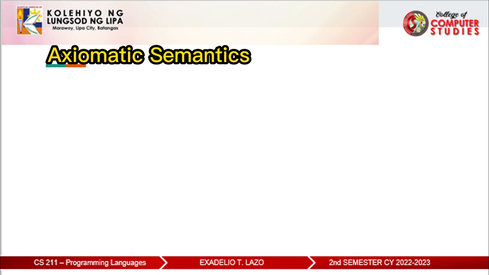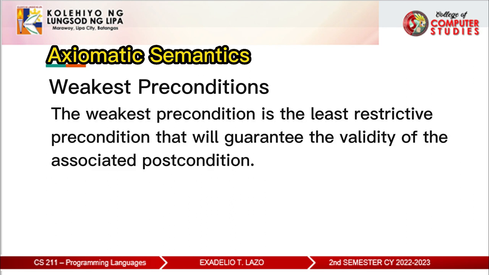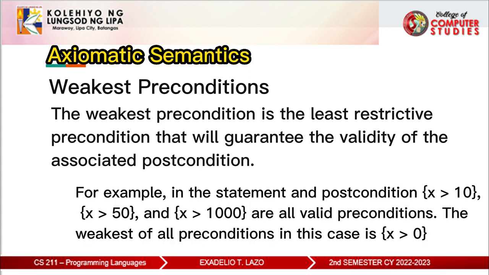Weakest preconditions. The weakest precondition is the least restrictive precondition that will guarantee the validity of the associated postcondition. For example, in the statement and postcondition, {x > 10}, {x > 50}, and {x > 1000} are all valid preconditions. The weakest of all preconditions in this case is {x > 0}.